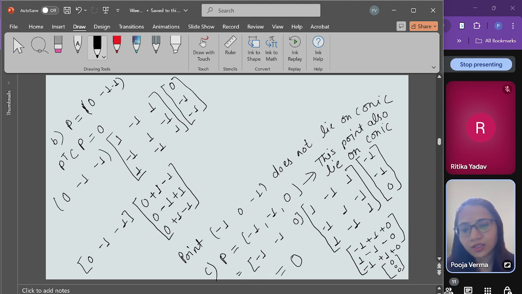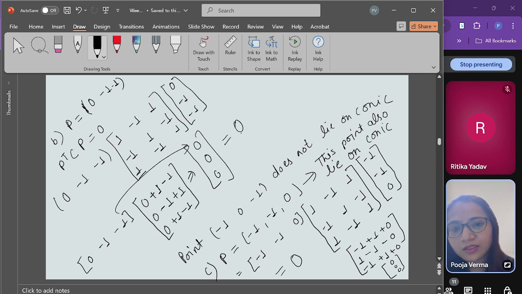See, just check, 0, -1 is the point. So if you multiply, 0, here +1, then -1, it will cancel out. Similarly for the next, so here you will get all 0, right? So if you multiply with this, you will get 0 only. So that means this point also lies on the conic. Okay, so option D is also lying on the conic. That means 0, -1, -1.